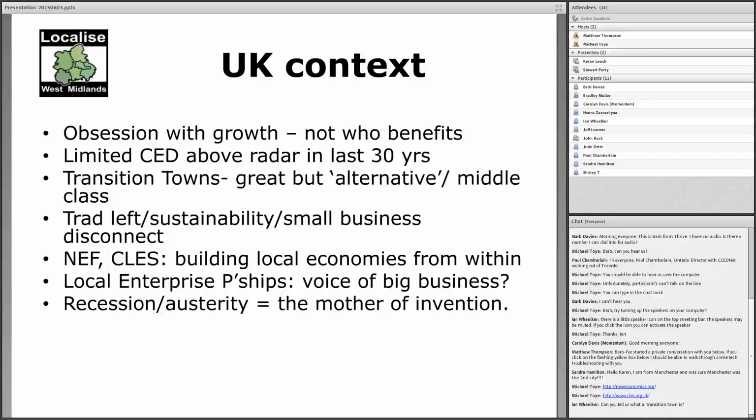So our mainstreaming community economic development project was very well timed for this new interest after the recession in our agenda, in the localisation agenda. In 2012, we were funded by Barrow Cadbury, who are a national charitable trust with a particular interest in the Birmingham area. There was a question about transition towns.